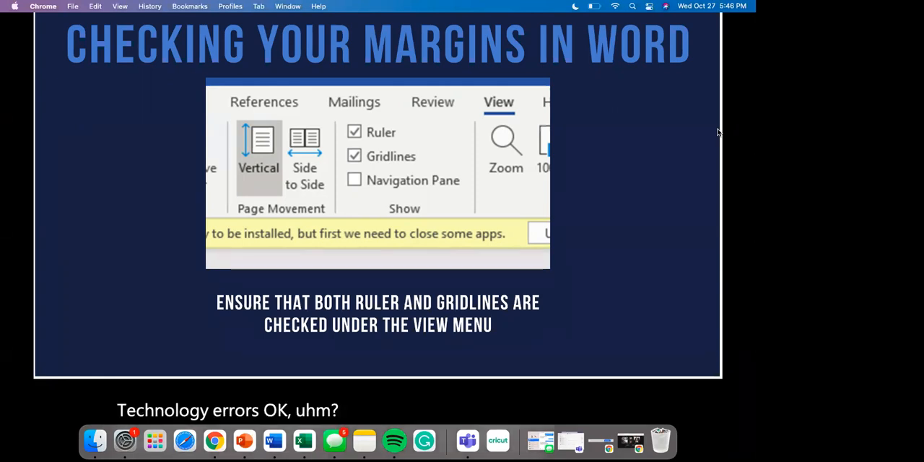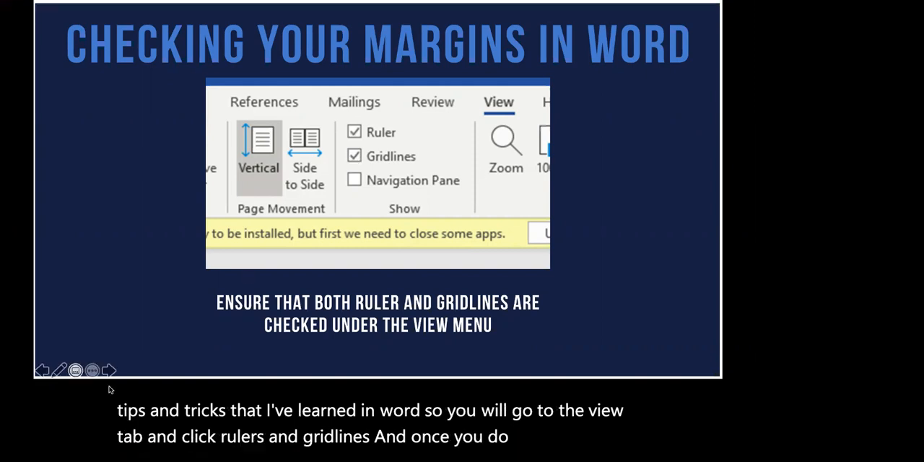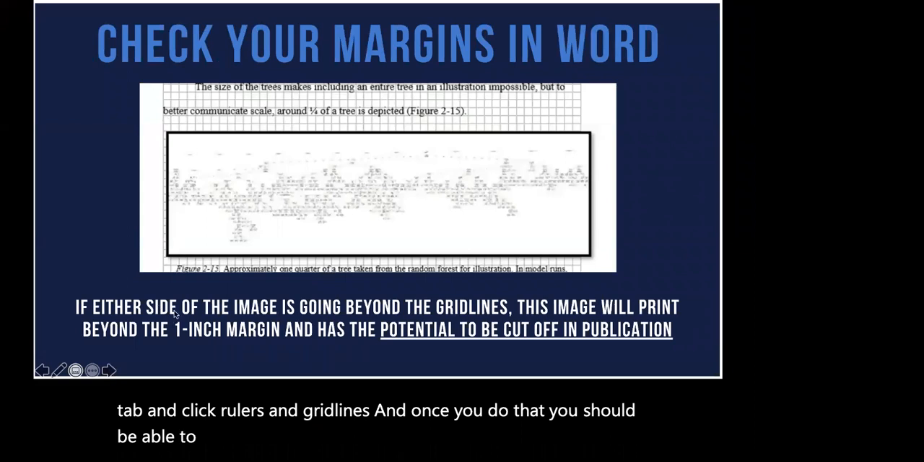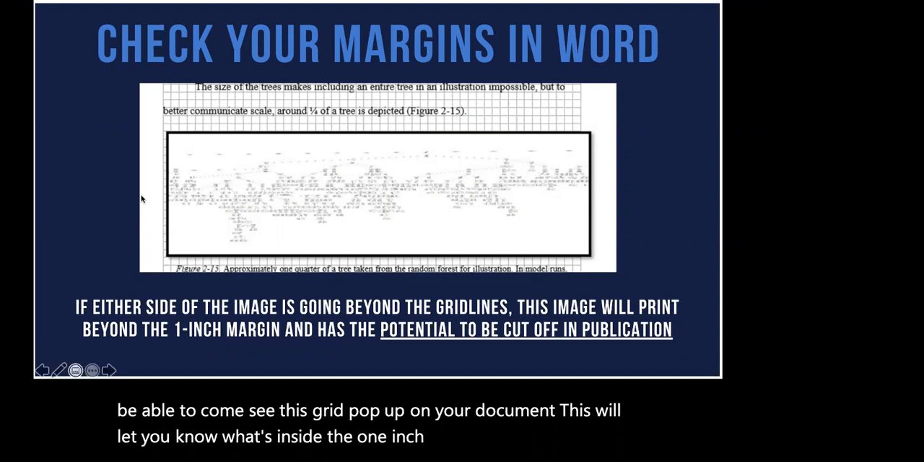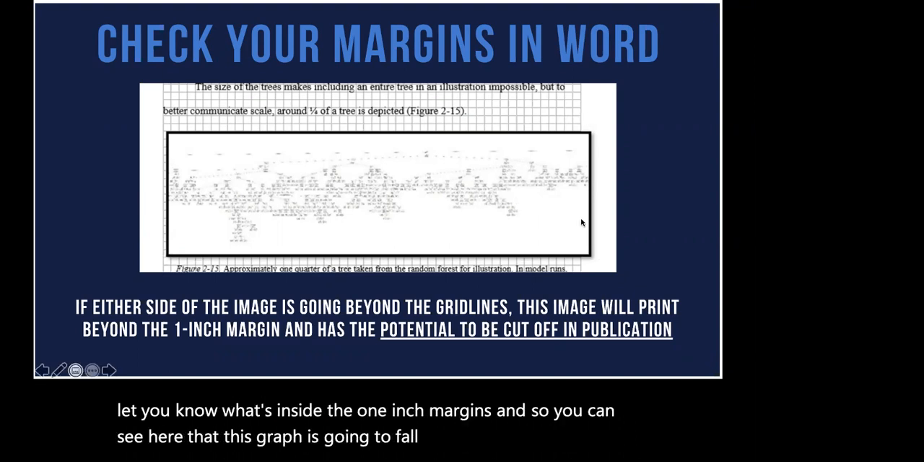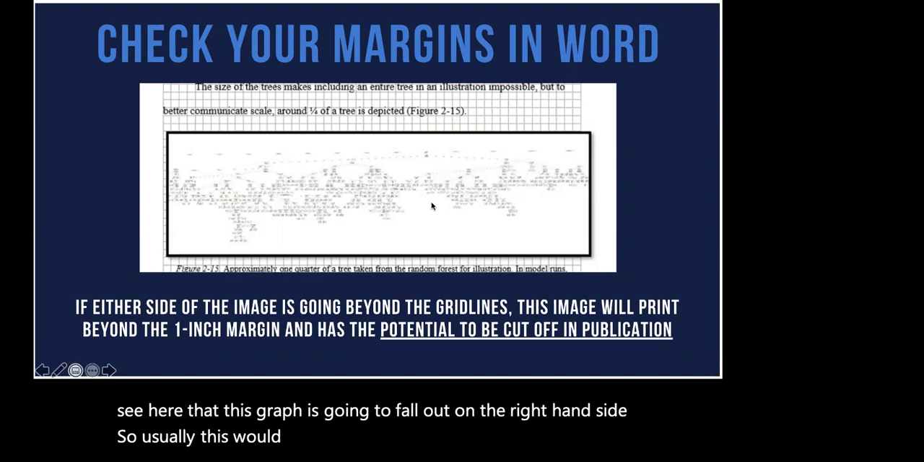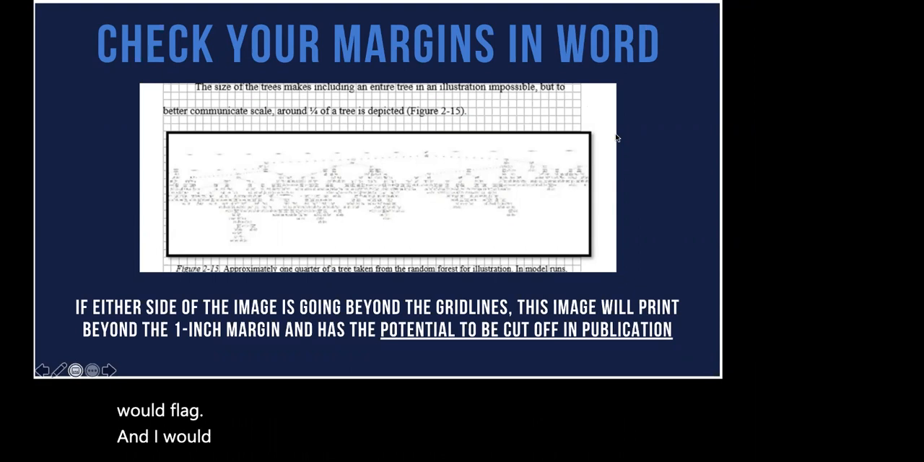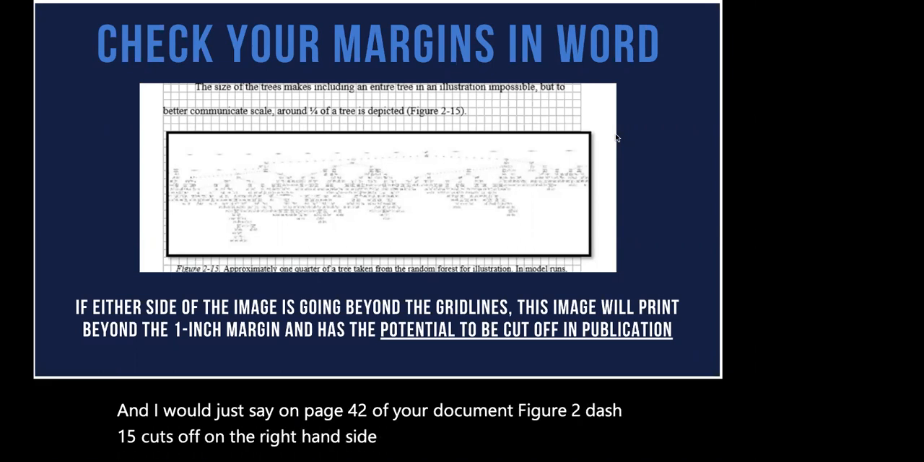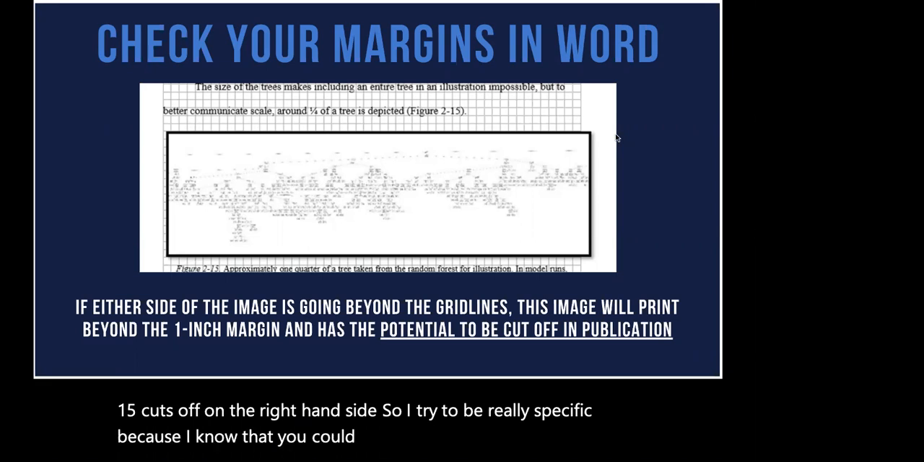So here are some tips and tricks that I've learned in Word. You will go to the View tab and click Rulers and Grid Lines. Once you do that, you should be able to see this grid pop up on your document. This will let you know what's inside the 1-inch margins. And so you can see here that this graph is going to fall out on the right-hand side. So usually this would be a revision that we would flag. And I would just say, on page 42 of your document, figure 2-15 cuts off on the right-hand side. I try to be really specific because I know that you could have multiple figures and things like that.